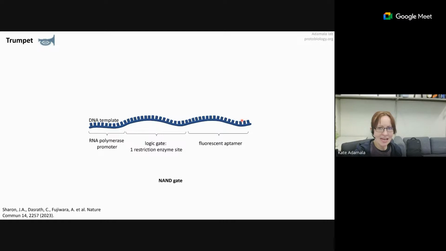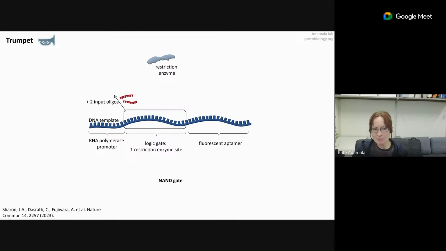And so in case of a NAND gate, what happens when we want to do a NAND gate operation here? The first thing we do is we can add a restriction enzyme. These are the normal restriction enzymes. If you ever took molecular biology, you probably heard about restriction enzymes. These are the favorite enzymes of molecular biologists. These are the enzymes that we use to cut DNA when we do cloning. So that restriction enzyme gets added to the sample.